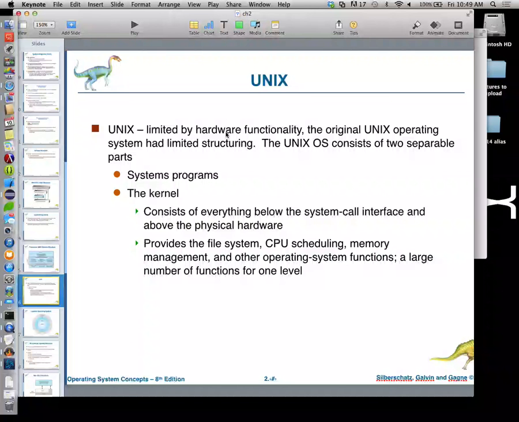So Unix, limited by hardware functionality. The original Unix operating system had limited structuring. The Unix OS consists of two separable parts, the system programs and the kernel. The kernel consists of everything below the system call interface and above the physical hardware. It provides the file system, CPU scheduling, memory management, and other operating system functions, a large number of functions for one level. So this little mini paragraph really tells us what the functional pieces of an operating system are.